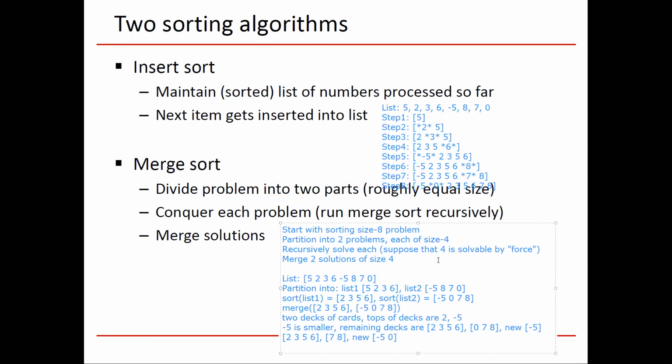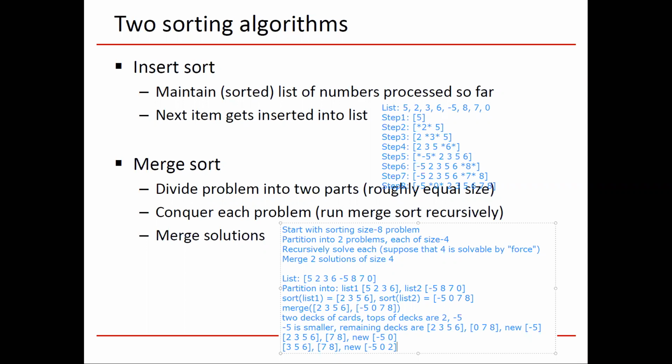What about the next step? I'm looking at 2 and 7. 2 is smaller than 7, and therefore I move the 2 to the end of the new deck of cards. 3, 5, 6, 7, 8. And the new deck of cards is -5, 0, 2. And I leave it to you to do this at home.